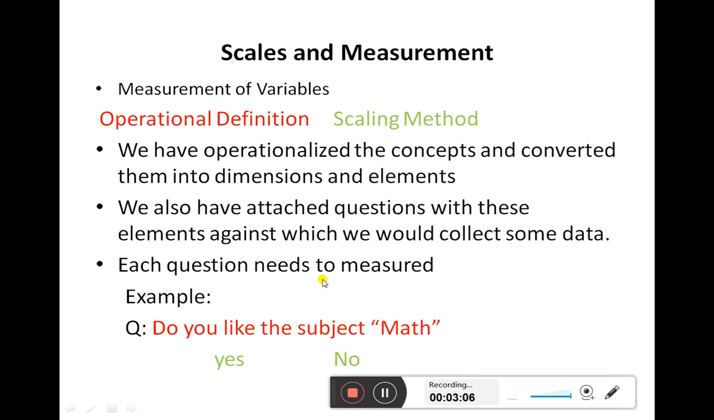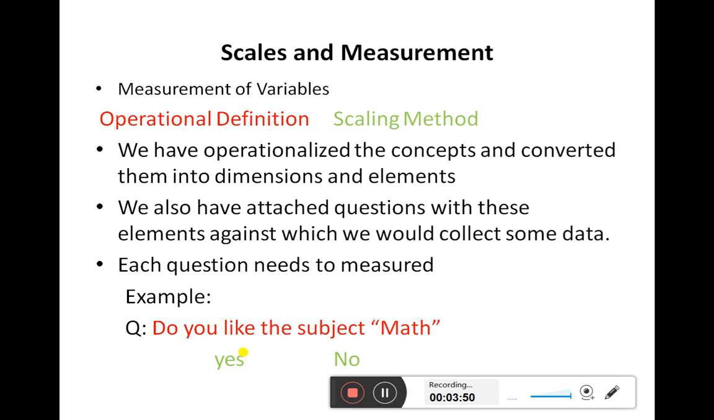Simply stated, whatever question we have developed, like for example, if you remember I told you with an example: do you like the subject math? It is a question, and I developed this question with the help of the operational definition method. Once I have developed this question, now I want to measure it. To measure such a question I need a scaling technique, and in this lecture number 15 we are going to discuss the scaling technique. In this question, the yes and no is simply known as the scaling technique.